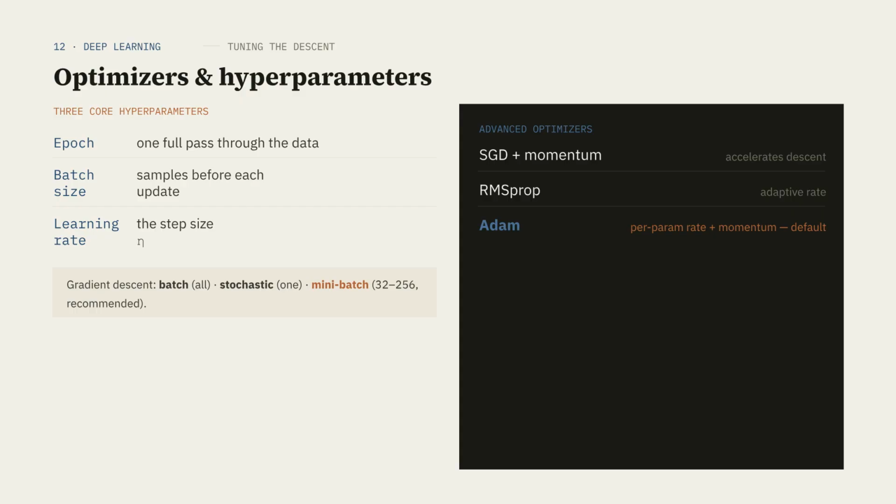Hyperparameters are key. An epoch is a full pass through the data, while the batch size controls how many samples we see before an update. For gradient descent, mini-batching, with sizes 32 to 256, is standard. Optimizers like Adam are preferred because they adapt the learning rate per parameter.